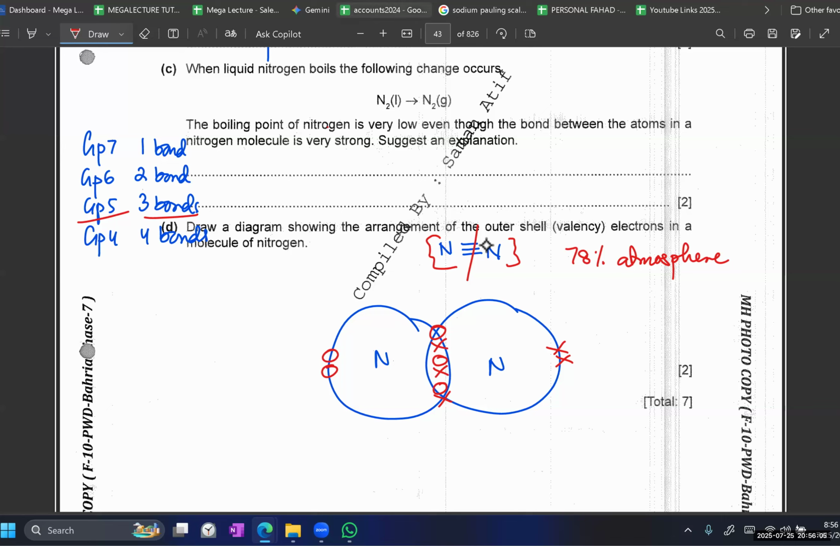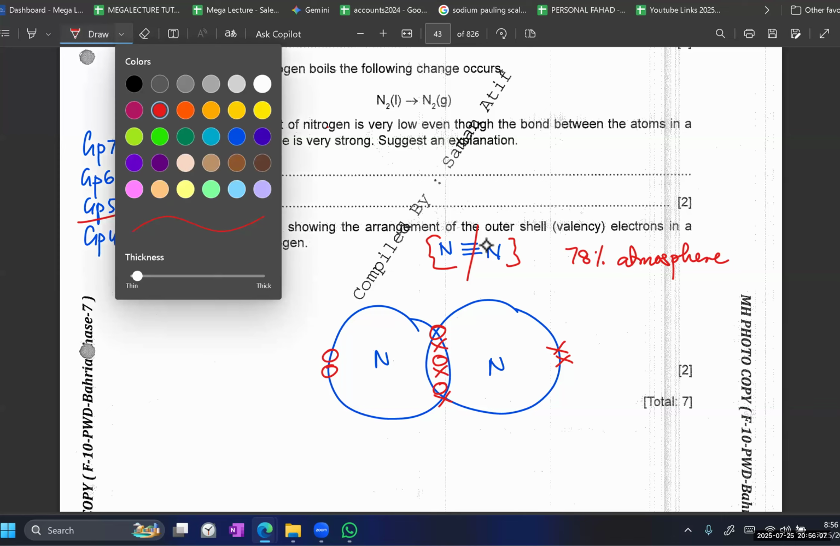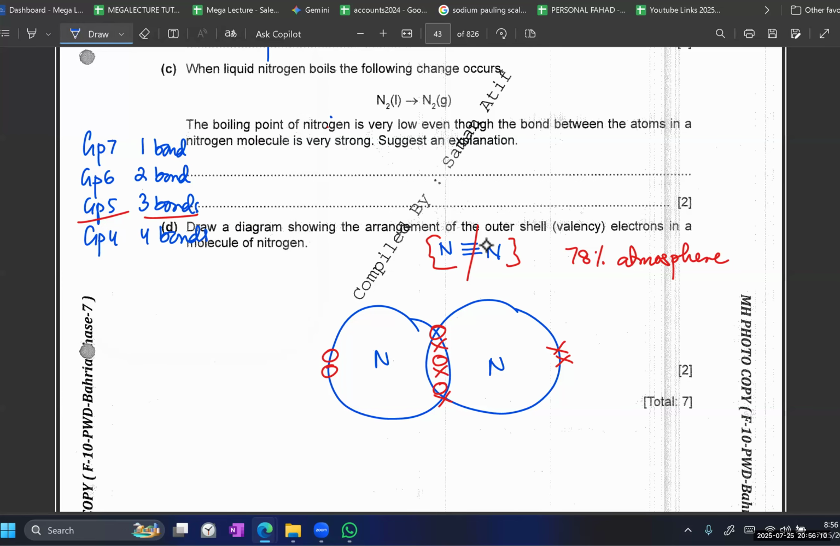So the next question is part C. The boiling point of nitrogen is very low. So why is the boiling point so low? Why is it a gas? Because it's a simple covalent molecule, it's a simple molecular structure.